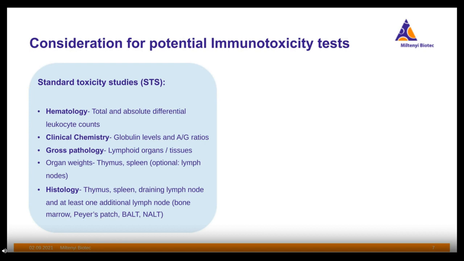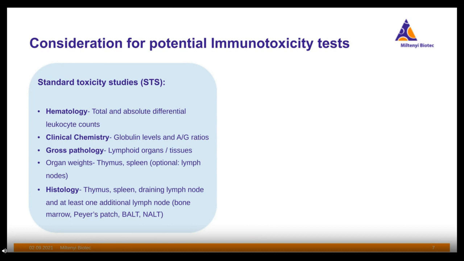The initial consideration for immunotoxicity studies depends on standard toxicity study results, which include assessment of 4 key observations. The hematology observation includes measuring the total as well as absolute differential leukocyte count. So one needs to check the absolute count of these cells. Then there is also the aspect of clinical chemistry, where the commonly looked-at parameters are globulin levels as well as the A/G ratios.